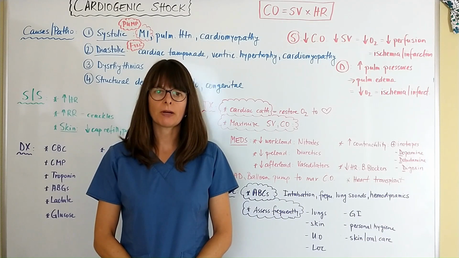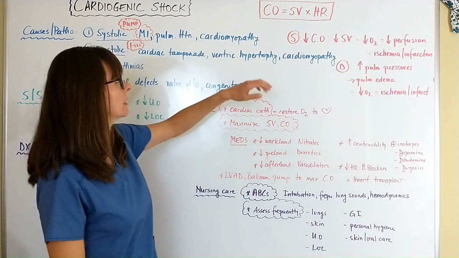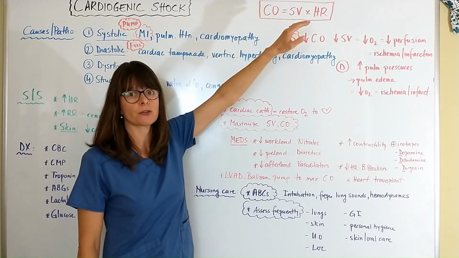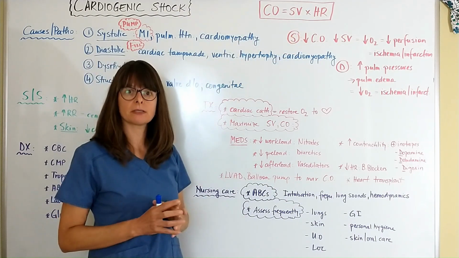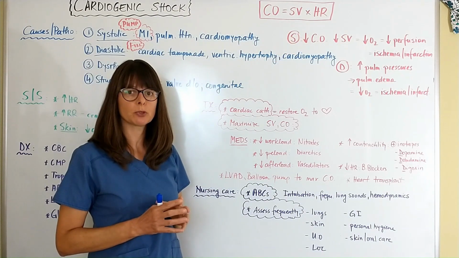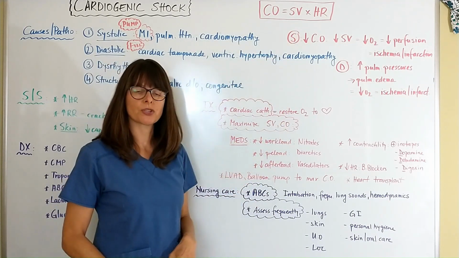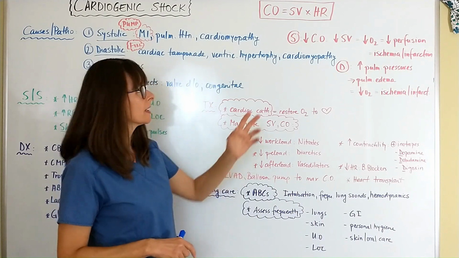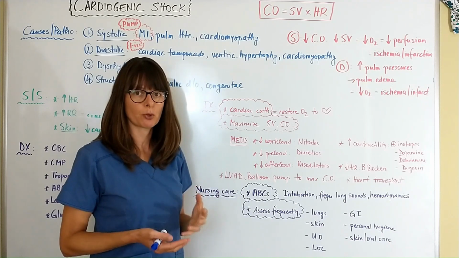Whenever we talk about the heart's function, we have to refer back to this important formula: cardiac output equals stroke volume times heart rate. And that really refers back to the pumping ability of the heart. The cardiac output is comprised of the stroke volume, which is the volume of blood that the heart pumps in 1 minute, multiplied by the heartbeat, so how many heartbeats we have per minute.